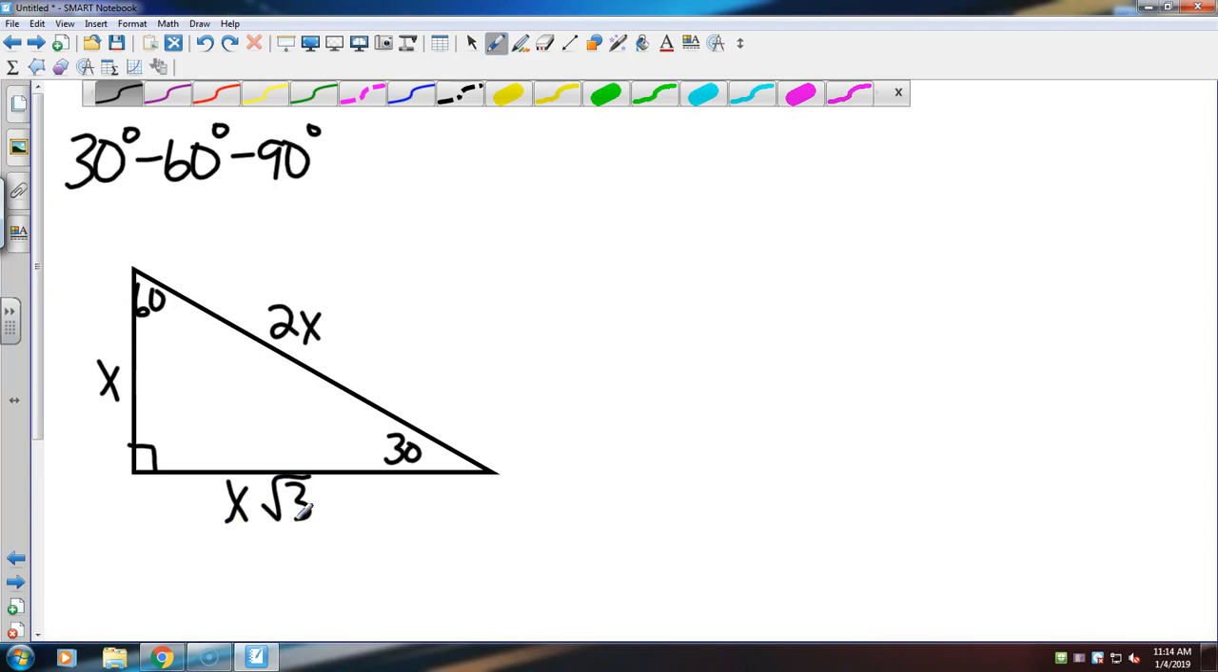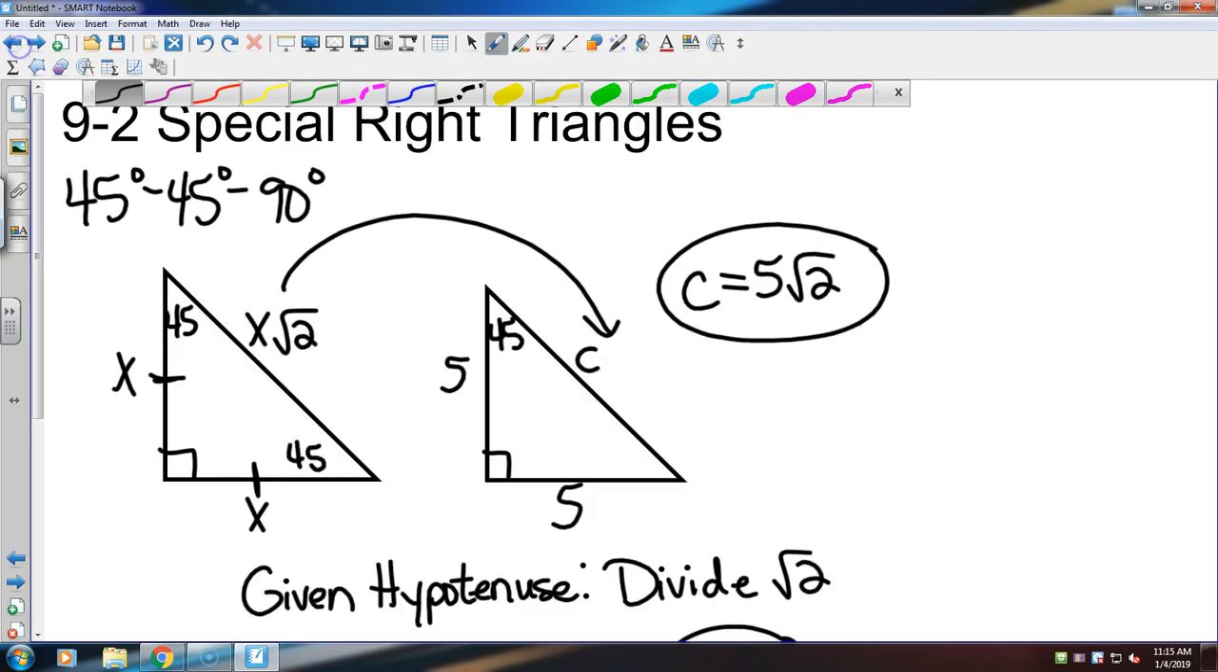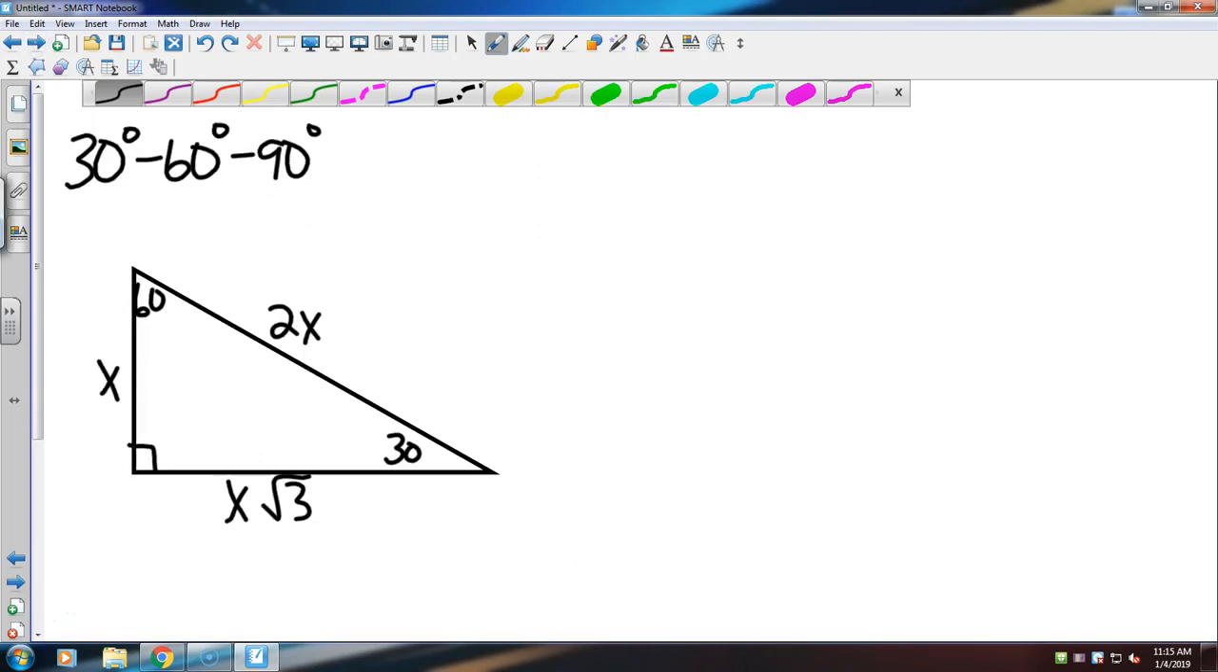Now, some people will get confused with the 45, 45, 90 and the 30, 60, 90 because one of them multiplies by radical 2, one of them multiplies by radical 3. The way I remember it is in the 45, 45, 90, you only have 2 different angles because those are equal. And so it's multiplied by radical 2. In the 30, 60, 90 triangle, all 3 of the angles are different. So it multiplies by radical 3. That's just a little trick that I use. You're welcome to use that if you would like.